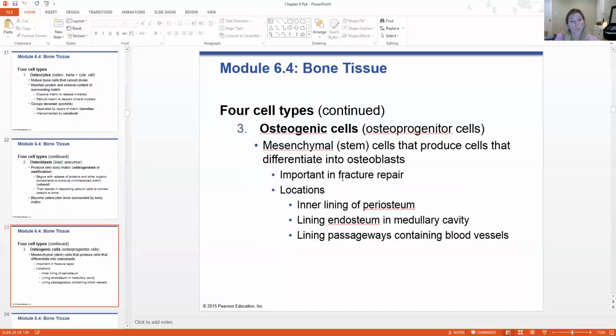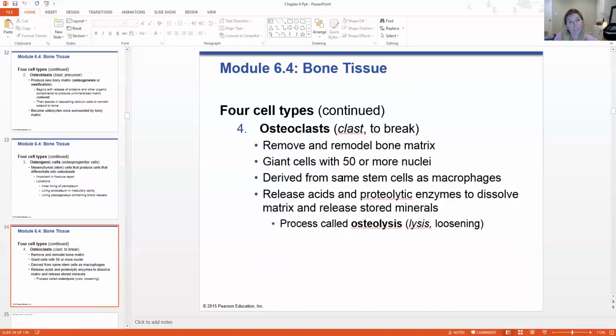There's osteoprogenitor cells or osteogenic cells, same thing. These are the stem cells that will produce the osteoblasts and osteocytes, because once osteoblasts grow up, they become osteocytes. They're very important in fracture repair. They're typically located on the inner lining of the periosteum, the lining of the endosteum, and the passageways where the blood vessels are.